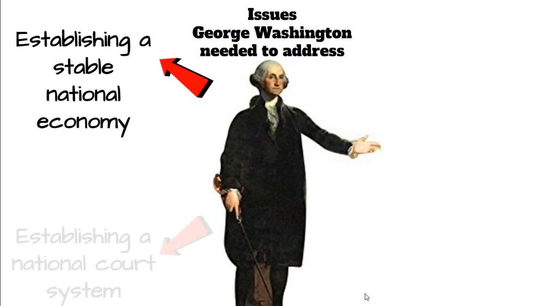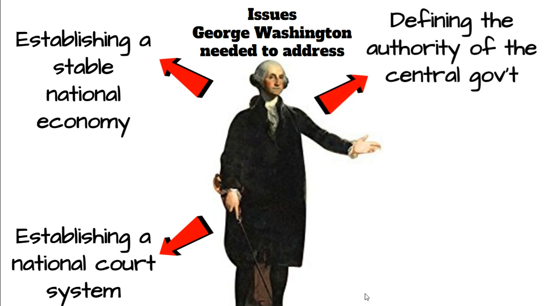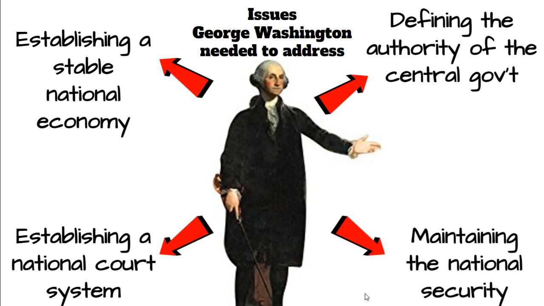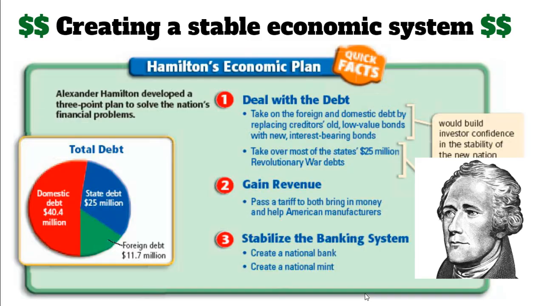So let's look at Washington and the issues he had to address here. We know that he had to establish a stable national economy and establish a national court system. So those are big jobs right away. Defining the authority of the central government and maintaining national security go back to the Whiskey Rebellion. Using executive power to enforce tax laws is how he defines the authority, and also maintains national security.